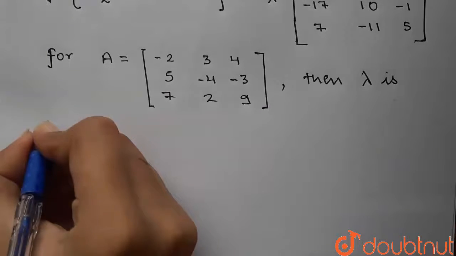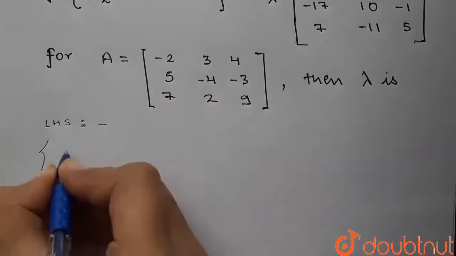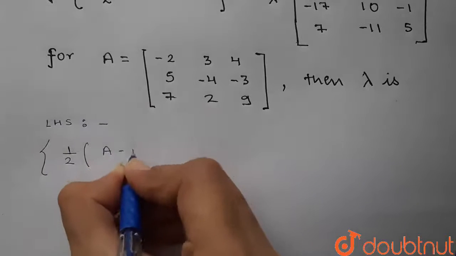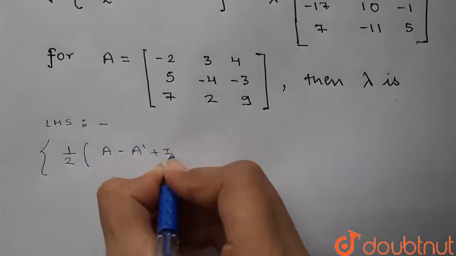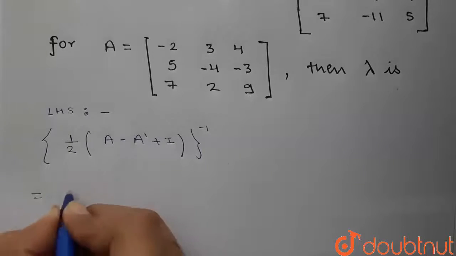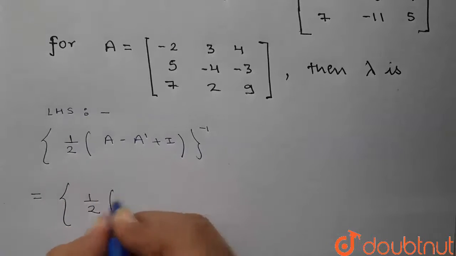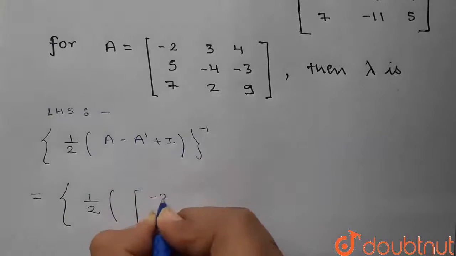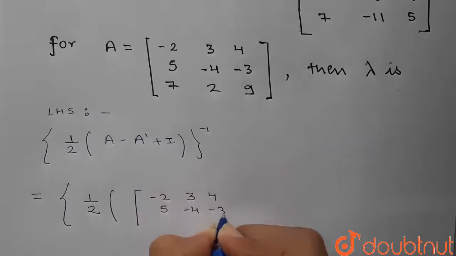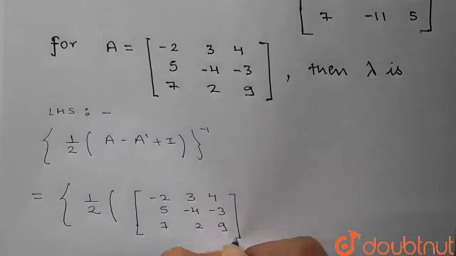So I'm starting with the left hand side of the given relation. The left hand side value we will evaluate and then we will find lambda. So (1/2)(A minus A transpose plus I) whole inverse. First, we will evaluate this thing. This will be equal to 1 by 2 and A is the A matrix, that is minus 2, 3, 4, 5, minus 4, minus 3, 7, 2, 9. So this is the A matrix, then minus A transpose.